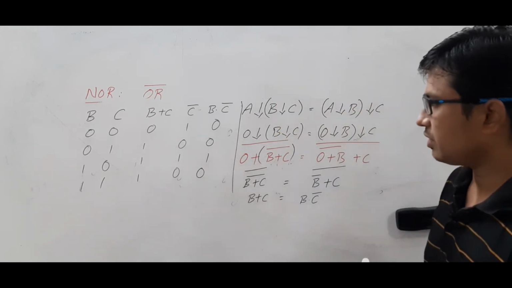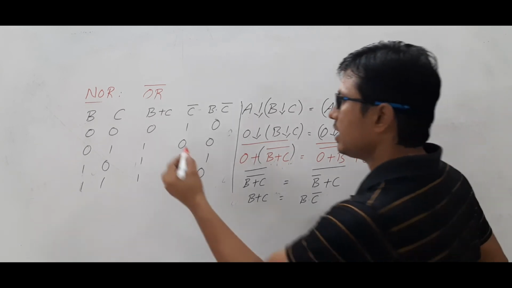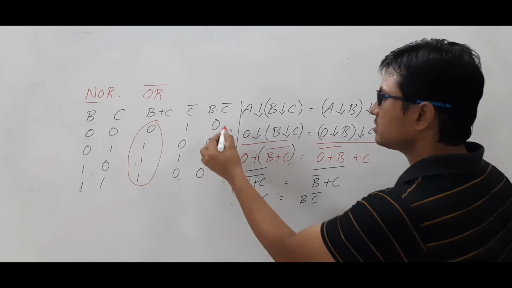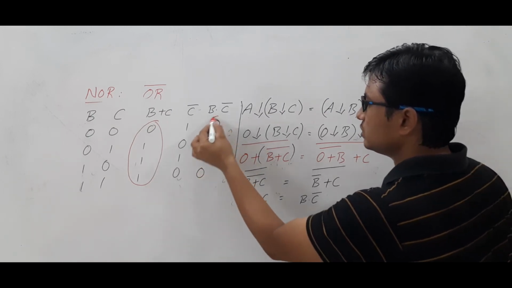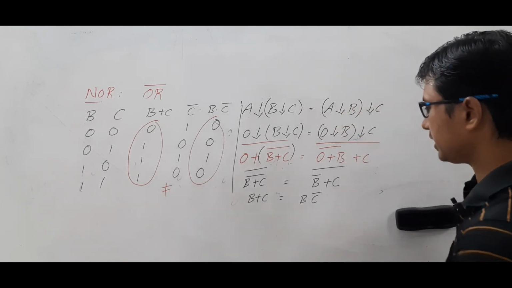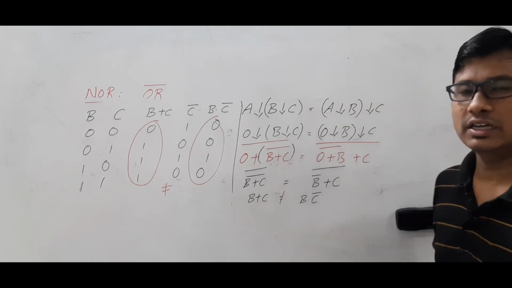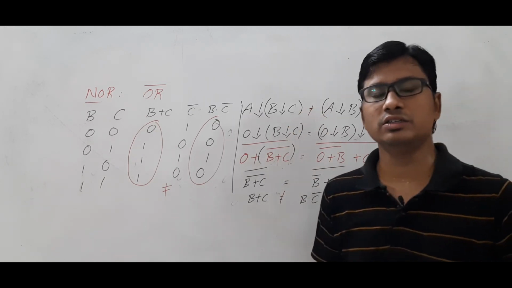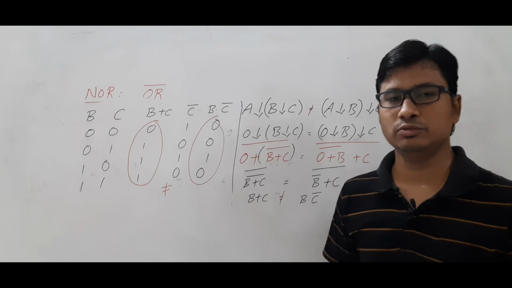So this function B OR C has given the output as 0111, whereas this one has given 0010. Whether these two are equal, they are not equal. So I can say that the left hand side is not equal to the right hand side. So I can say that NOR is not satisfying the associative property.